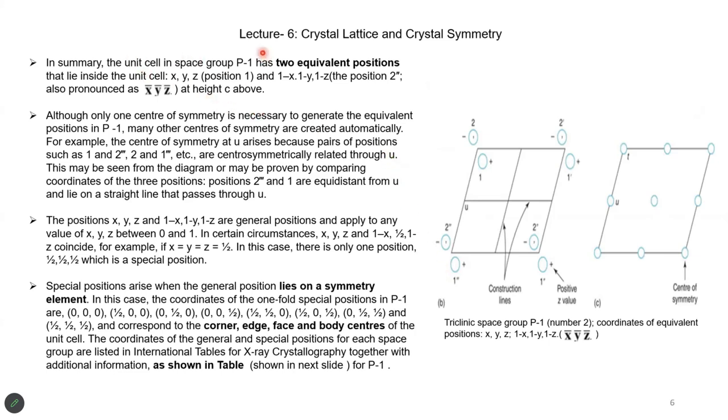But we already said that P bar 1 is the space group with number 2. It is number 2, and it has 2 equivalent positions. If one position is 1, as we showed, the next position is 2 prime, and its coordinate is bar X, bar Y, bar Z. That's what we have described already. You see, this explanation is needed for understanding the space group a bit more clearly. Therefore, it takes a little bit of time.